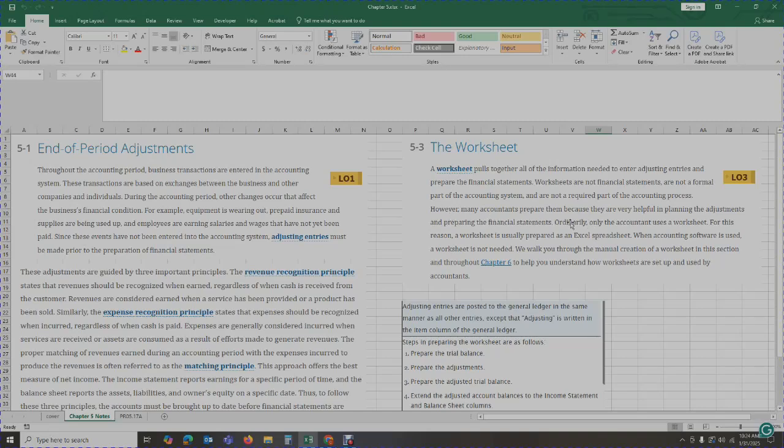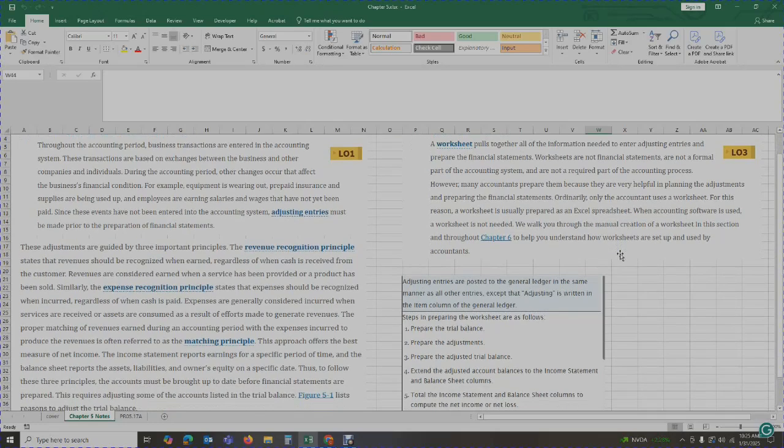Many accountants prepare the worksheets because they are very helpful in planning the adjustments and preparing the financial statements. Ordinarily, only the accountant uses the worksheet. It's just for internal use. For that reason, most of the worksheets are usually prepared in an Excel document, which is what I'm going to be using to show you how to complete it.